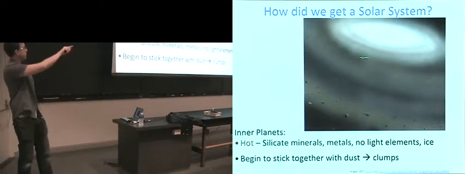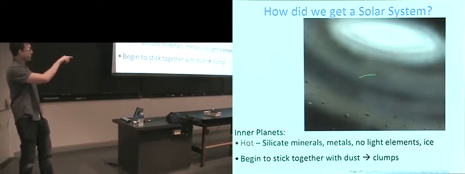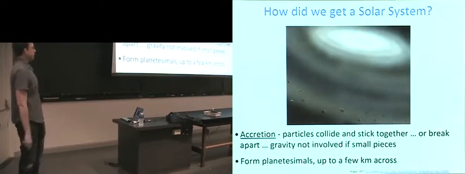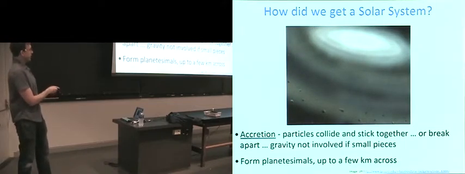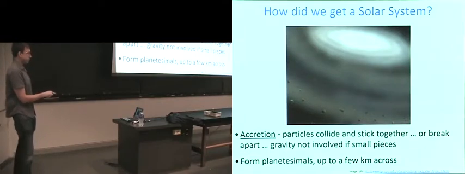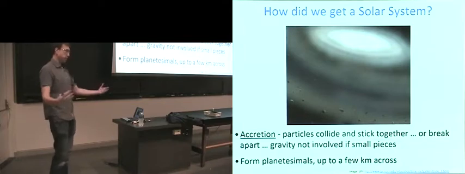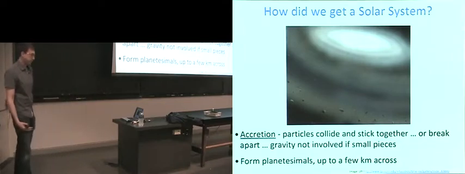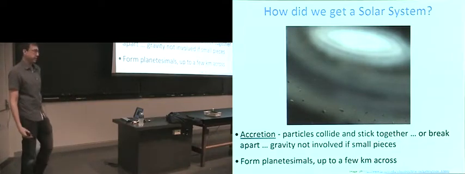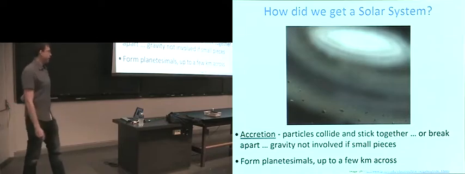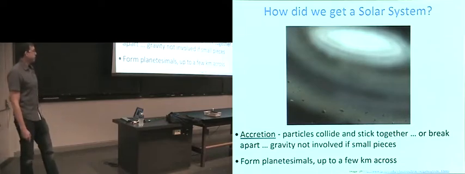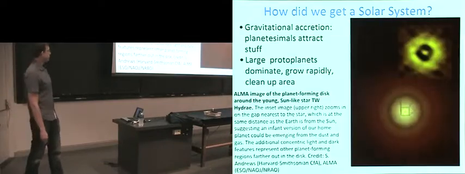Again, in the middle, you're going to get the hot stuff, the silicates, and in the outer part, you're going to have the light elements, your hydrogen, your helium, your ice. As these particles collide and stick together or break apart, they're going to grow up to planetesimals that are a few kilometers across. These are going to hit each other, and you're going to slowly grow larger and larger objects over a time scale of maybe 10 to 50 million years. So this is all happening in the blink of an eye, geologically, compared to the age of the planet.